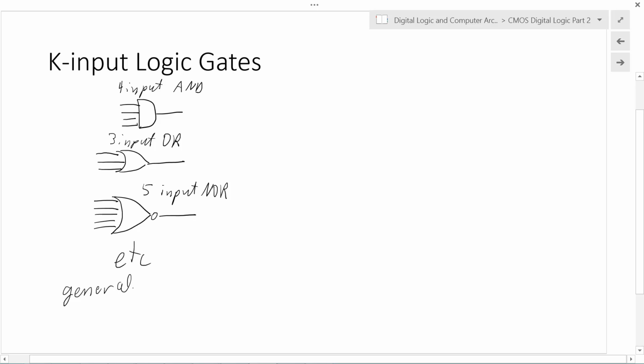Generally, due to the physics and practicality of the situations, we have less than 5 inputs.